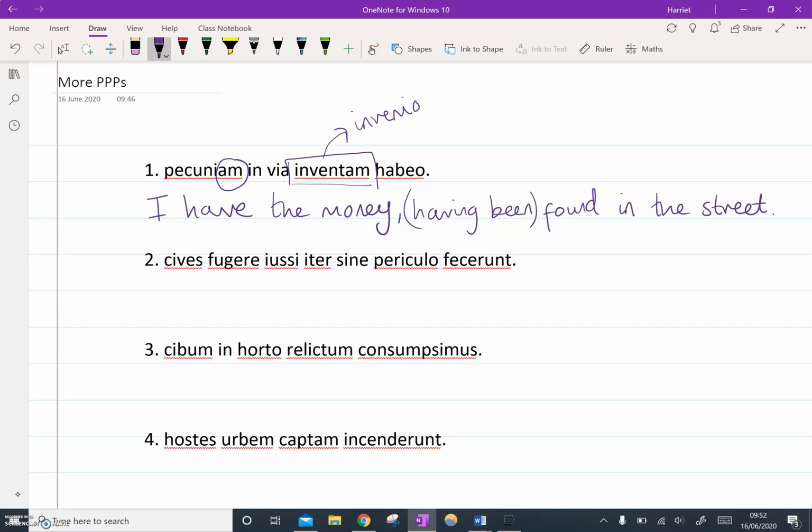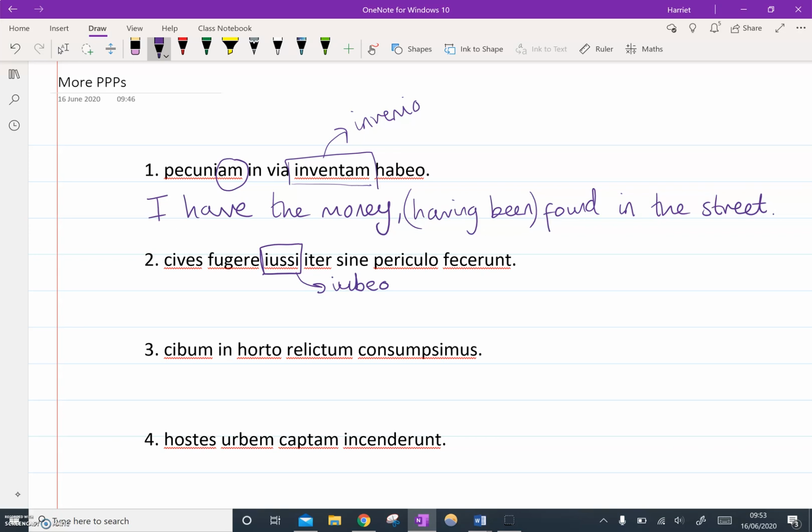Number two, firstly, find the PPP. It's this guy here. You'll see, again, that's on the list of common PPPs that we should have learned. It's from the verb iubeo. So it doesn't look as much like the verb here. It's a bit of an irregular one. But you just have to get used to that word. It turns up a lot in Latin. The Romans are always ordering each other to do stuff. So iubeo means I order. And then the ending of iussi is, well, it's either nominative masculine plural, or it could be genitive masculine singular.